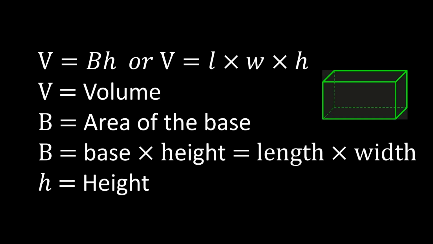To find the volume of a rectangular prism, we're going to use the formulas volume equals BH or volume equals length times width times height. V is volume. Capital B is the area of your base. So you'll have to calculate the area of the base using the formulas base times height or length times width. And because the area of the base is length times width, that's where you get the formula volume equals length times width times height. And h in our formula is height. Let's take a look at our examples.